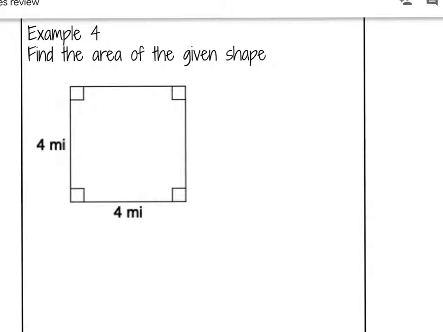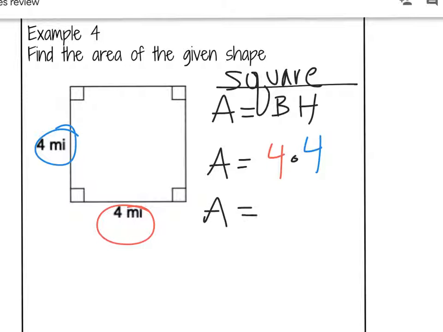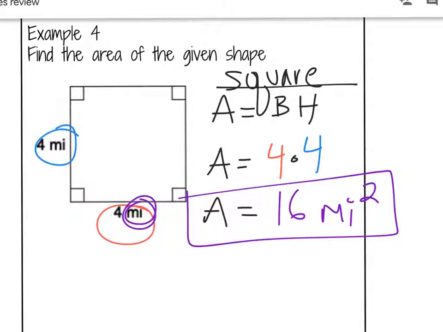All right, last but not least, find the area of this shape. First of all, it's a square, so I'm going to label it. The area is the base times the height. Here's my base. Here's my height. So my area is 4 times 4. 4 times 4 is 16. My units are miles squared. And that's it. Squares and rectangles are probably the easier ones.